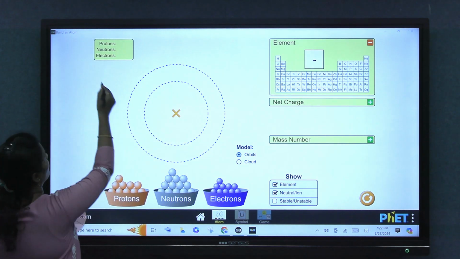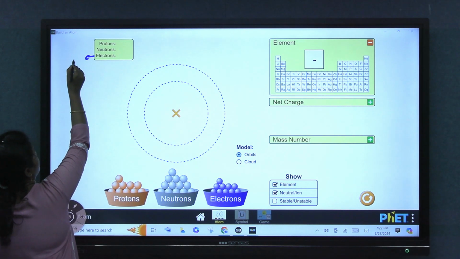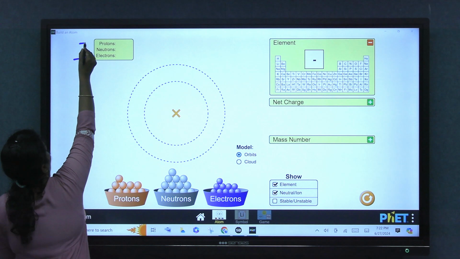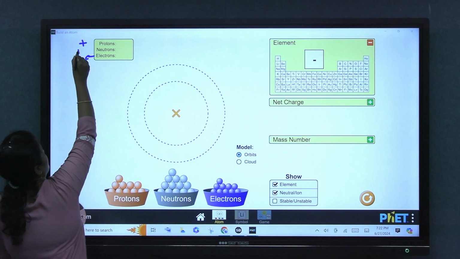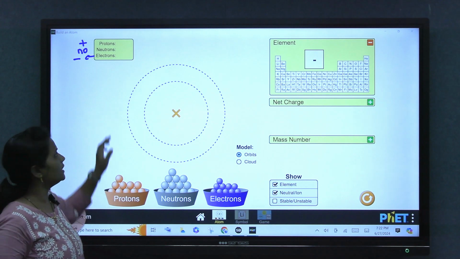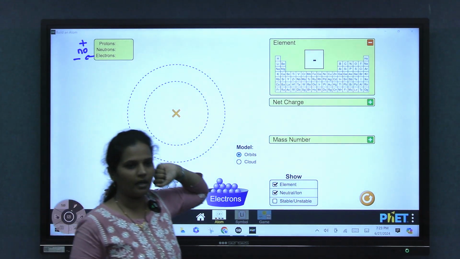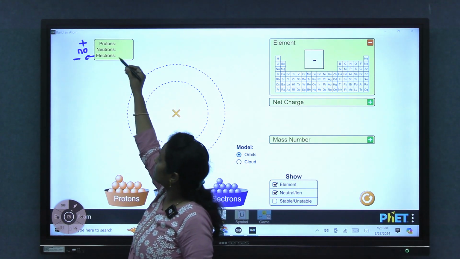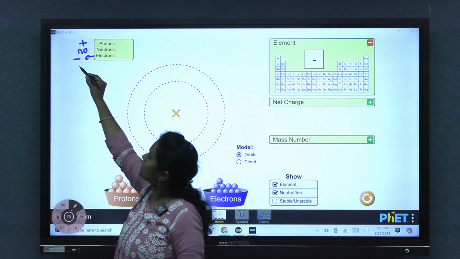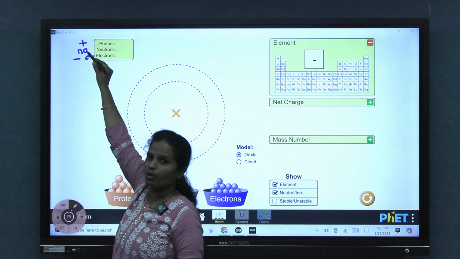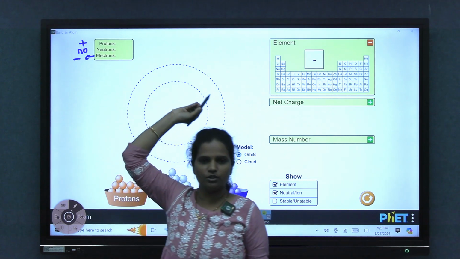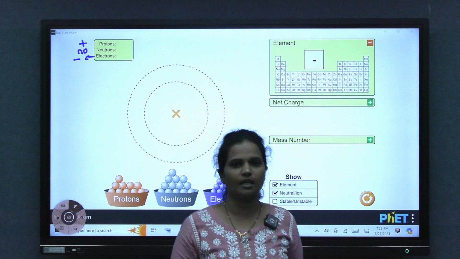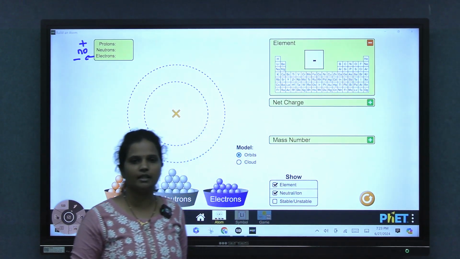Now, what is the charge of an electron? The charge of an electron is negative and the charge of a proton is positive. There is no charge for the neutron. So the charges of the three particles are: electrons, negative charge; protons, positive charge; and neutrons, no charge. Based upon the subatomic particles, we are going to represent an atom.